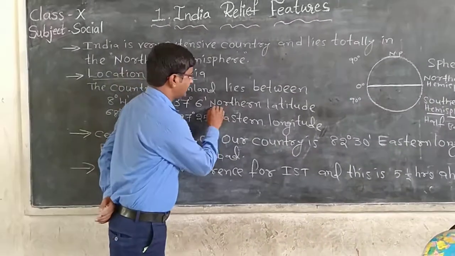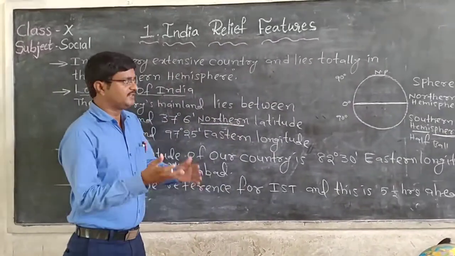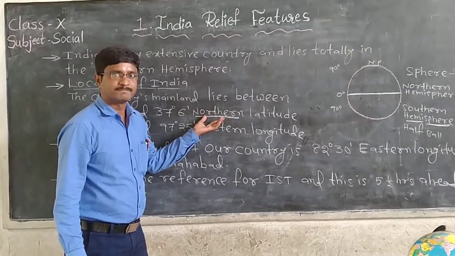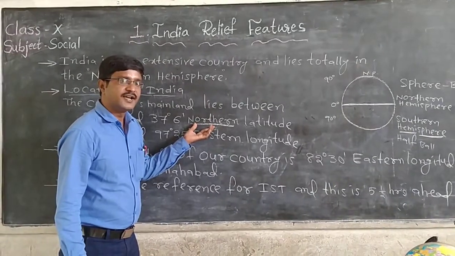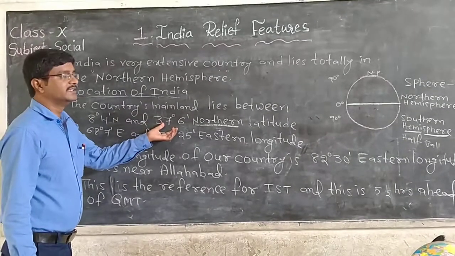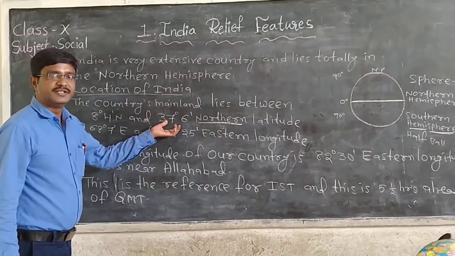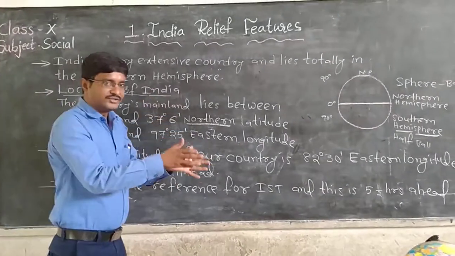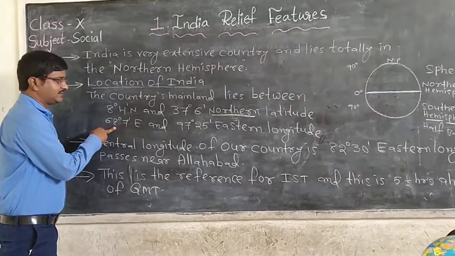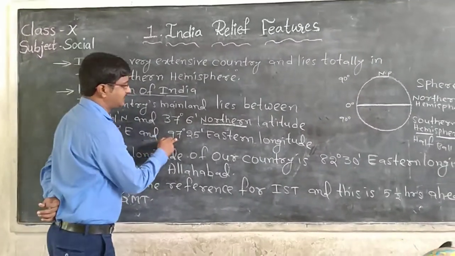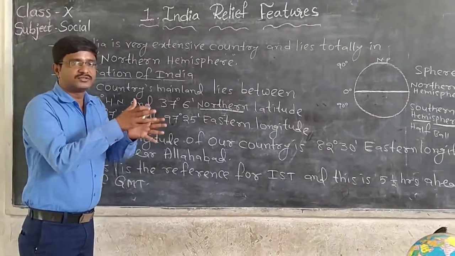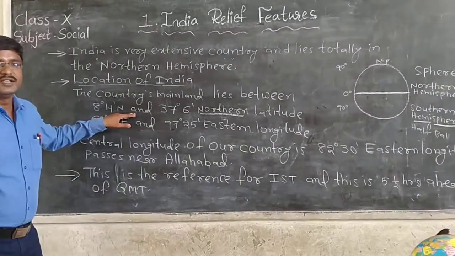So why is it located between the northern latitudes? Because India is located in the northern hemisphere. Between which northern latitudes is India located? Between 8 degrees 4 minutes and 37 degrees 6 minutes northern latitude. And longitude wise, India is located between 68 degrees 7 minutes and 97 degrees 25 minutes eastern longitude. So this is the location of India.